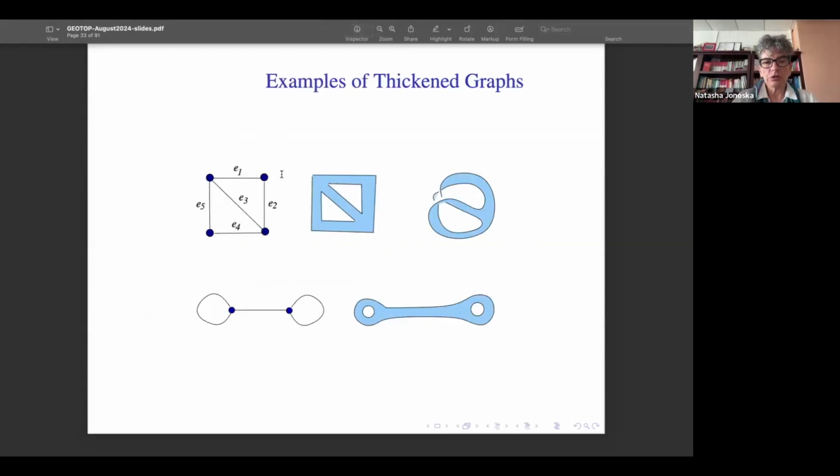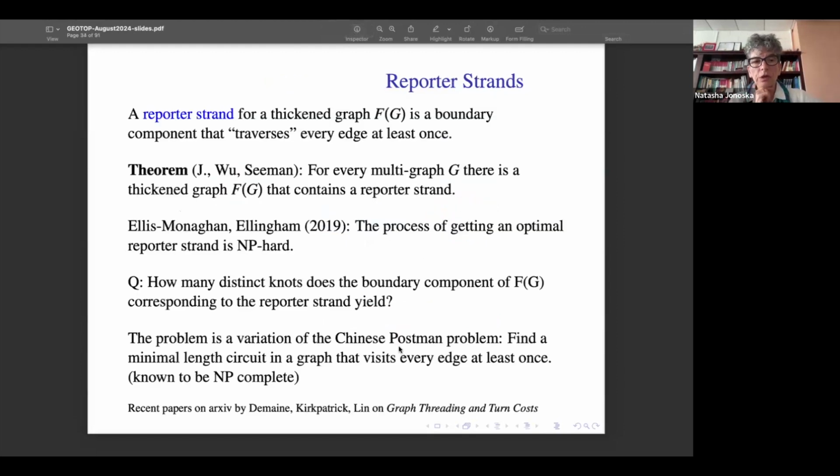So here's one graph, and these are the two possibilities of surfaces to represent the same graph. They are topologically different. This one has 3 boundary components. This one has a single boundary component. This graph has only this one. However, I changed the topology here. I will get something equivalent to this. So a reporter strand for this thickened graph is a boundary component that traverses every edge at least once.